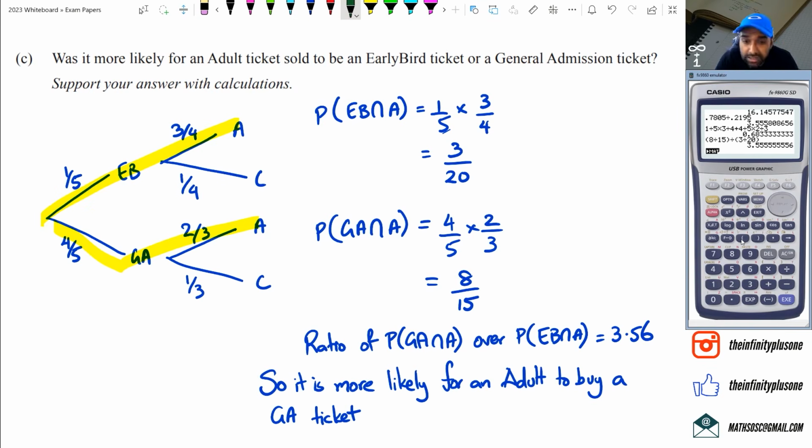All I've done here is compare the two probabilities, and if you can get one probability, you're going to get an achieved. For a merit, you need two probabilities correct and compared with the correct conclusions made.